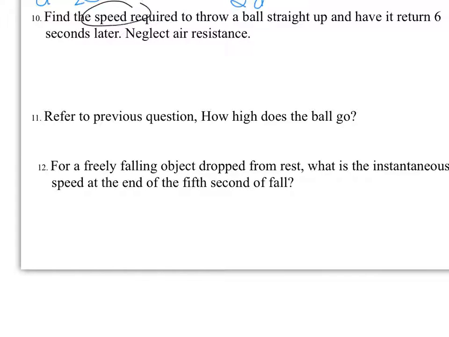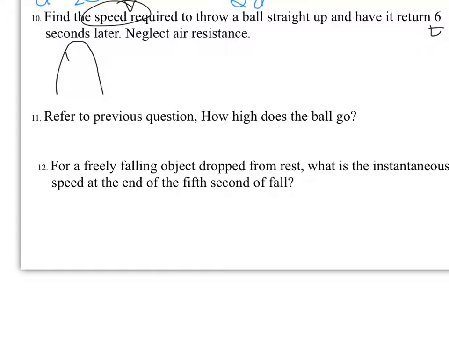Next up, we're going to find the speed. So that will be a velocity type question. Required to throw a ball straight up into the air and have it return 6 seconds later. That would be a time. So I'm going to throw it up into the air and have it come back down.